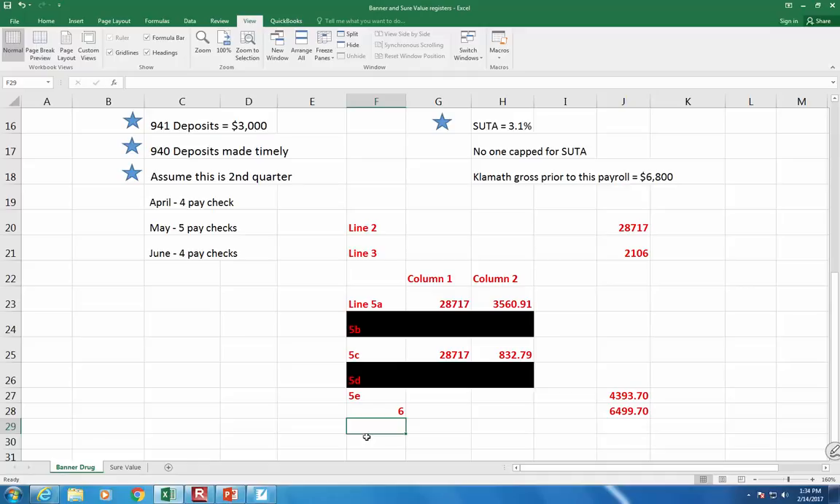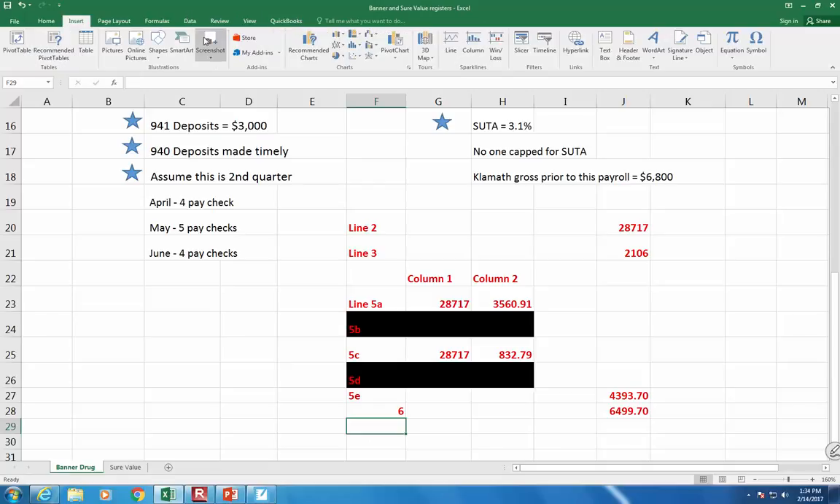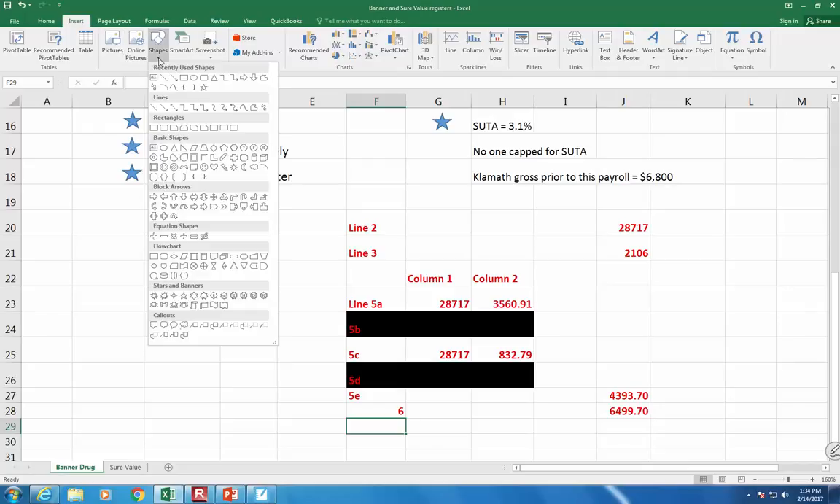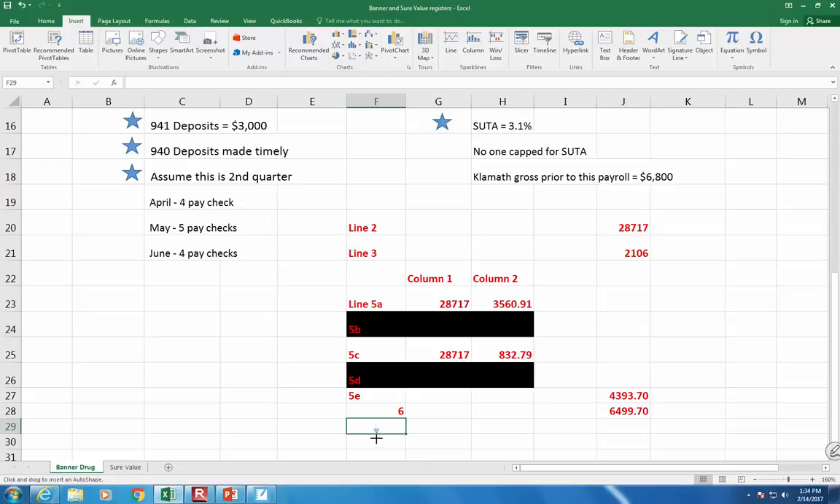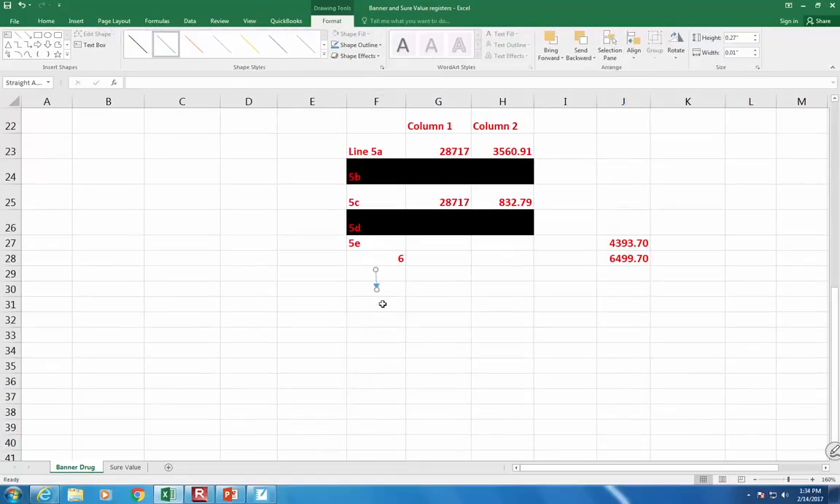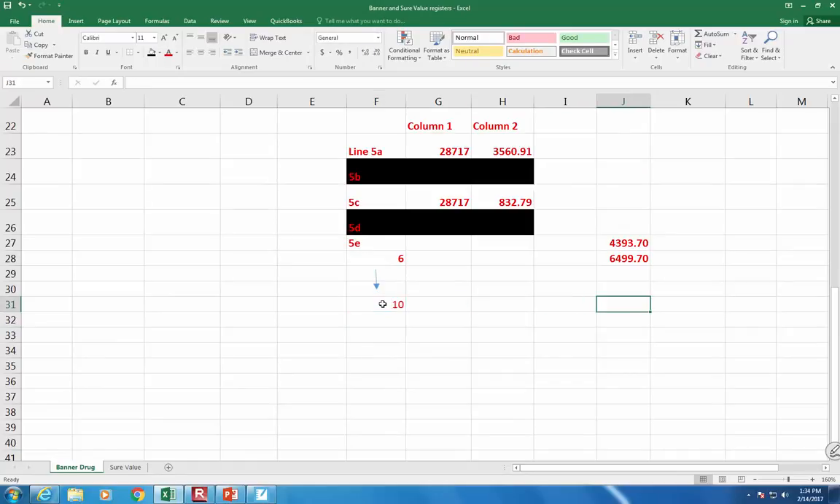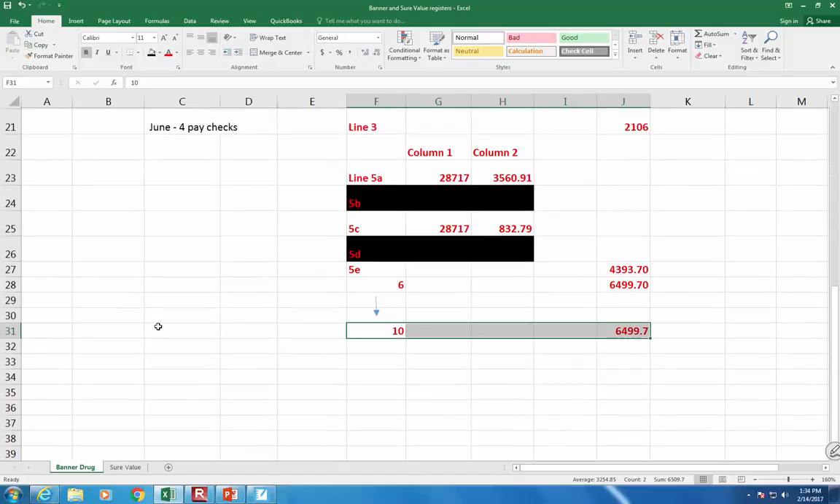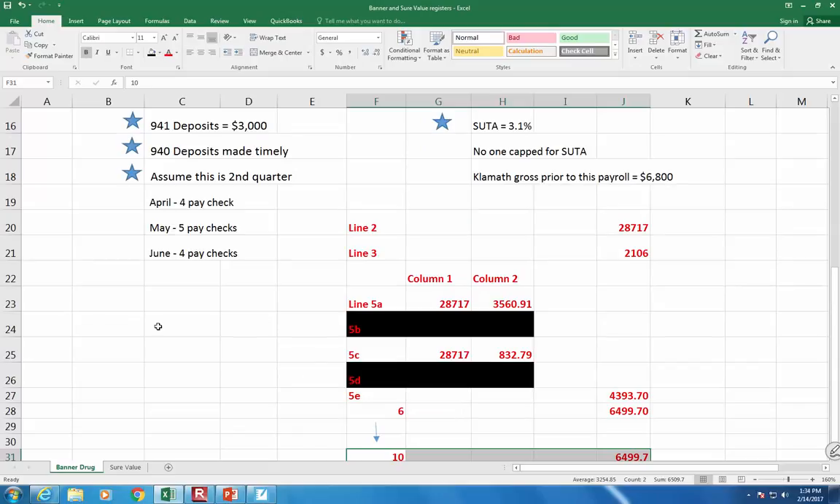It says add lines 3, 5E, and 5F. So I would say to you that that is all my what? FICA, FICA, FIT, right? And you're basically done with the first page. Now, what's your next question?